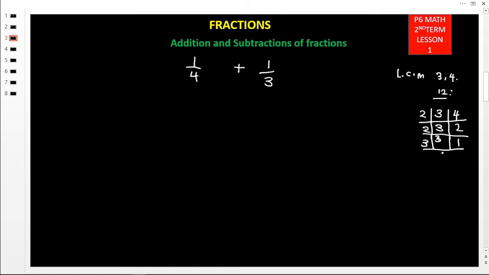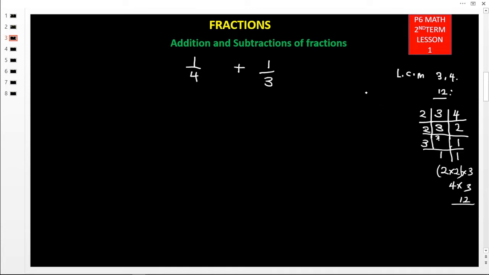How many groups of 3 are in 3? 1. How many groups of 3 are in 1? We don't get any, we still remain with our 1. Therefore our LCM will be 2 times 2 times 3. Then 2 times 2 is 4, times 3, so it is giving us 12. Then this is our LCM. It is the same which you are going to get if you use the diagram method.